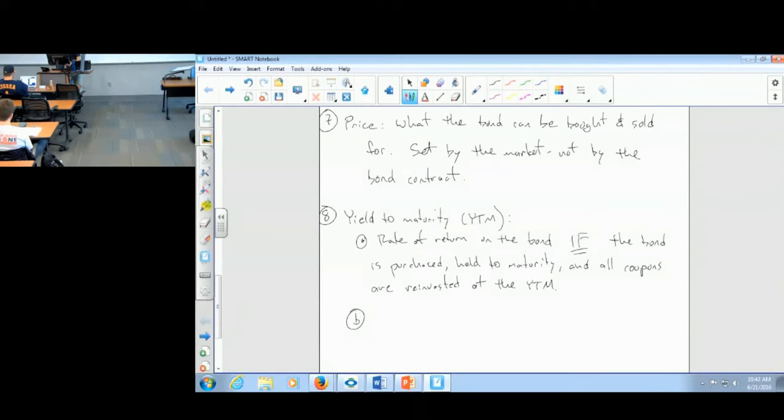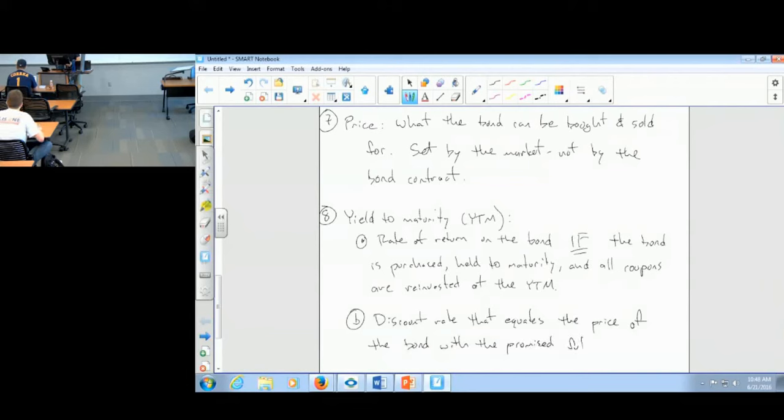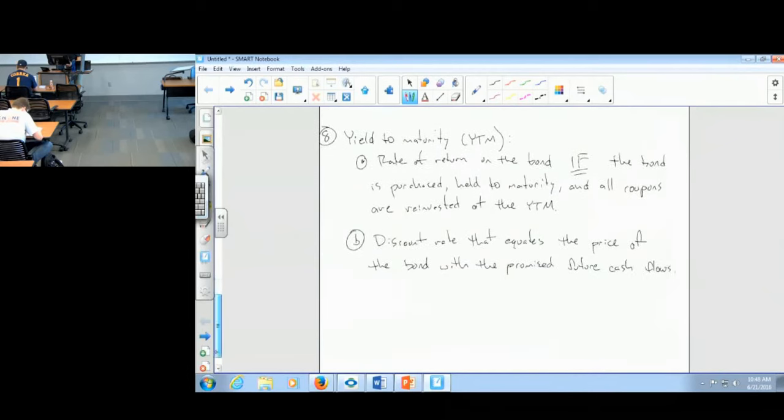Another way to think of the yield to maturity is this: it is the discount rate that equates the price of the bond with the promised future cash flows. That is, the coupon payments and face value.